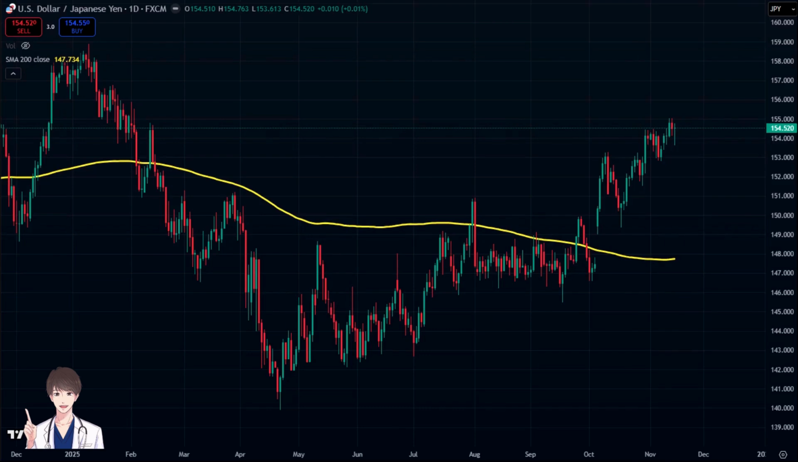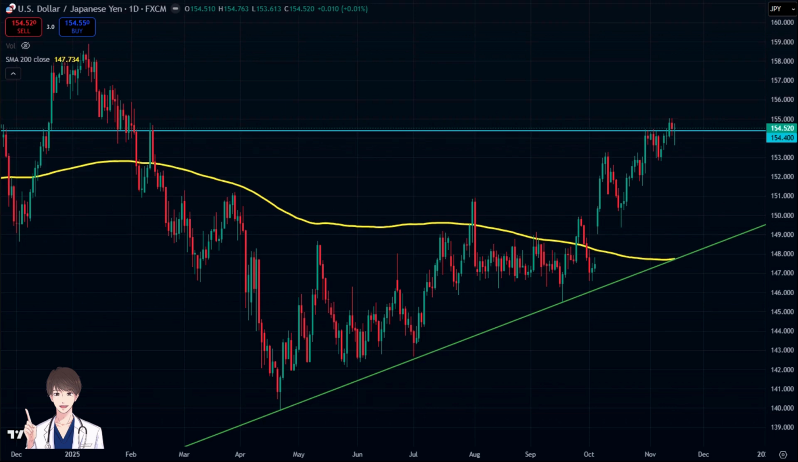Next, let's turn to the daily chart. On the daily time frame, we can draw an uptrend line originating from April. Last week, price clearly broke above the recent high around 154.4 and closed near 154.5, confirming the continuation of the short-term uptrend.